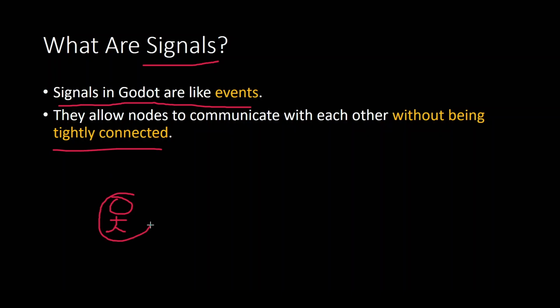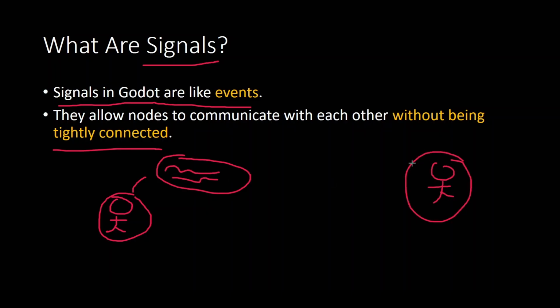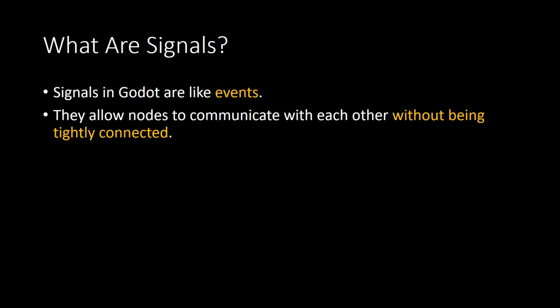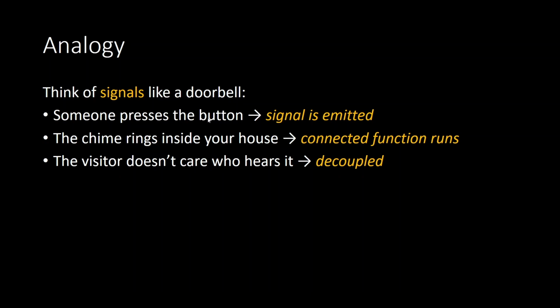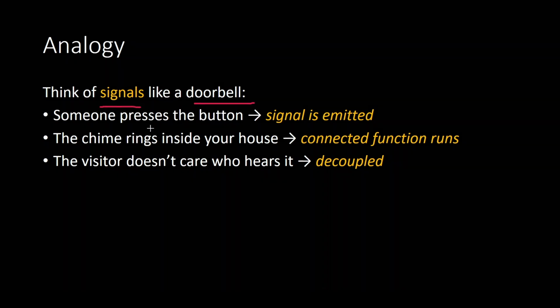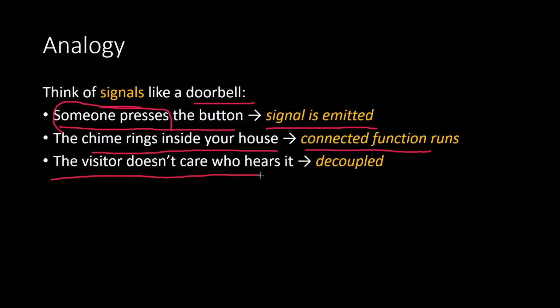Suppose this is our first node. Signals are Godot's way of saying, "Hey, something happened," and then the other node here can connect or listen to that signal emitted and react accordingly. To further understand that, let's go to a real life analogy. Think of signals like a doorbell. Someone presses the button. This is the event, and when the event occurs, the signal is emitted. The bell rings inside your house, the connected function runs, and the visitor doesn't care who hears it. It is called decoupled.